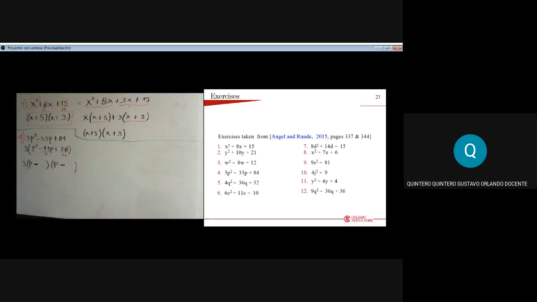Okay, so two numbers that multiplied give me 28. What about 14 and 2? 14 and 2 gives me 28. And if I add them, 16, no. No, I wanted 11, right? So not good. All right, let's try to find another one.